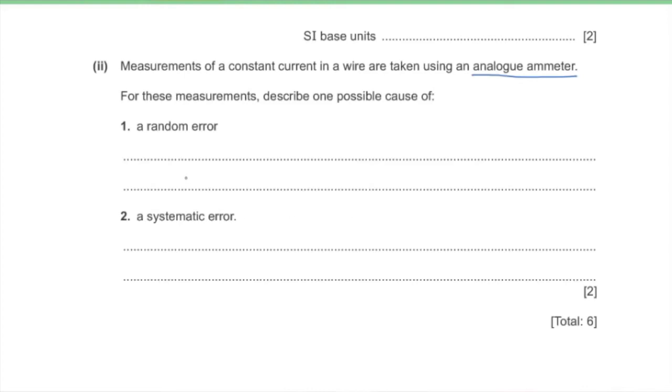So you can write over here that reading of scale from different angles.